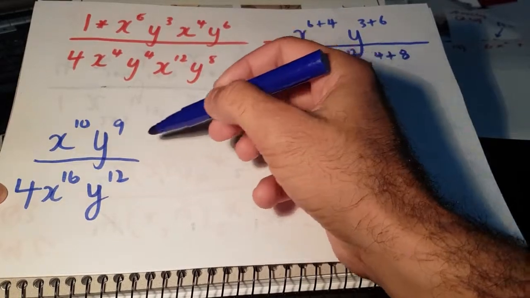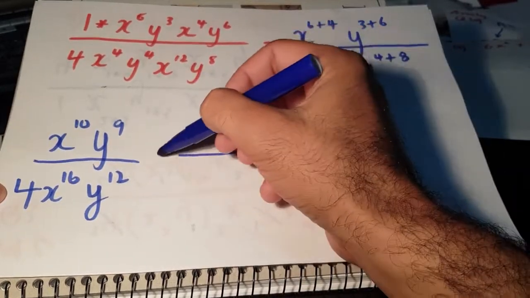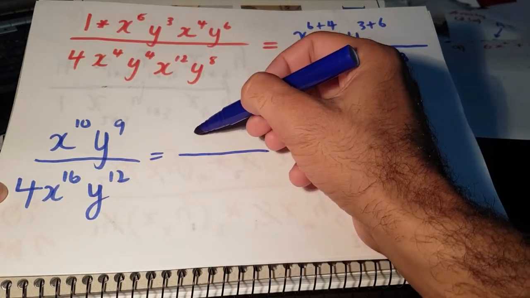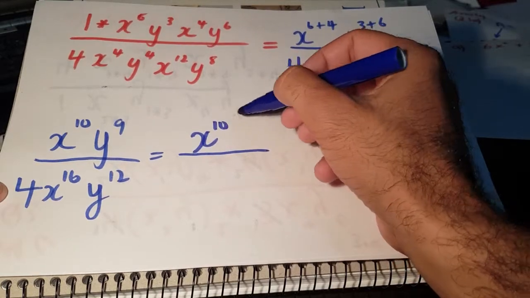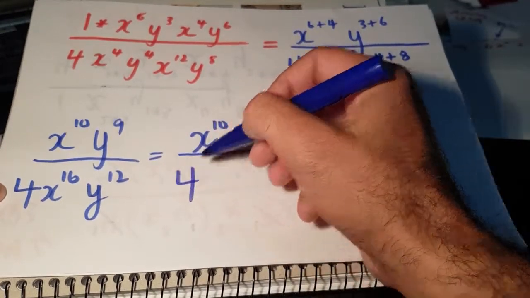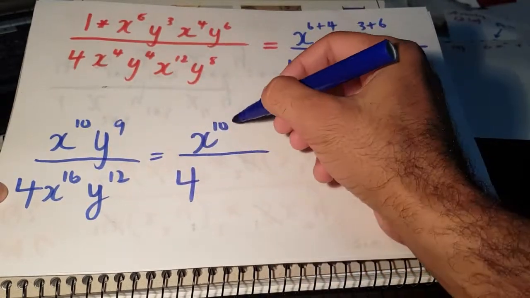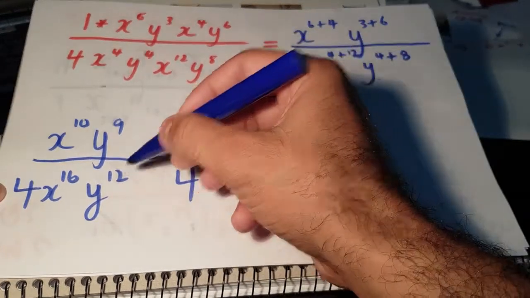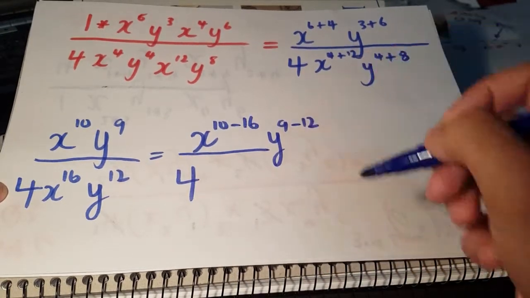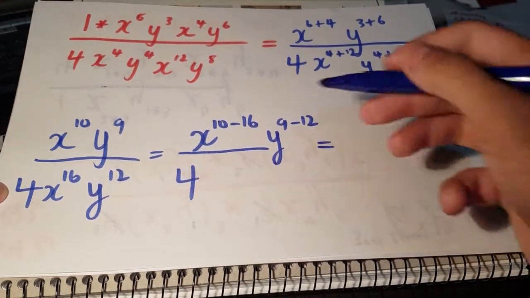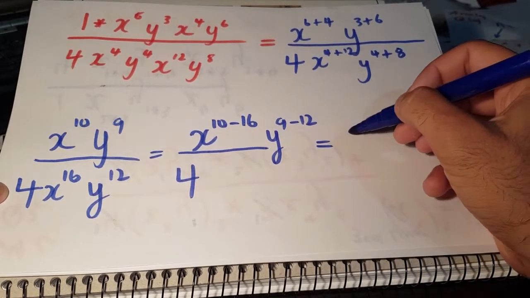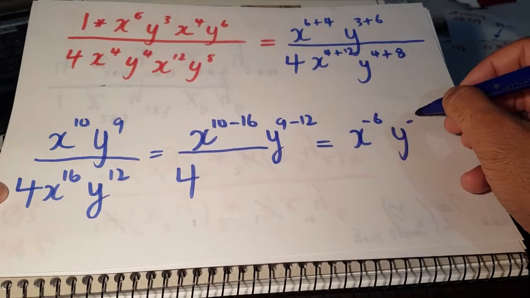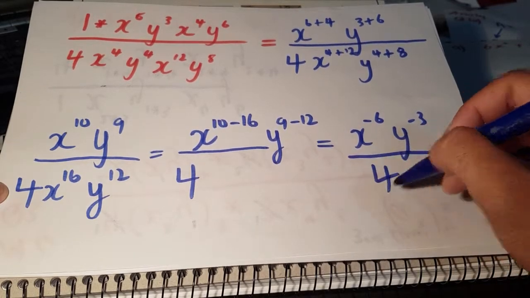And then we'll still keep this. We'll write x to the power of 10, take away, and we'll put the 4 there as well. So it's x to the power of 10, take away 16, because it's a division. It's the second law. And then we have y to the power of 9 minus 12. So this will be, if we were to simplify it again, x to the negative 6, y to the negative 3 over 4.